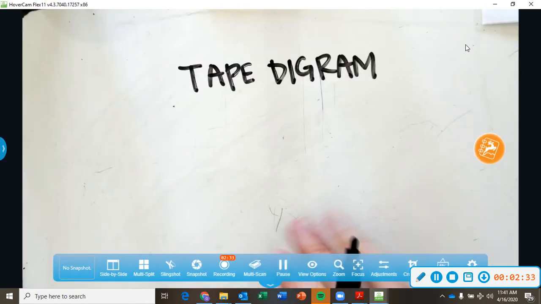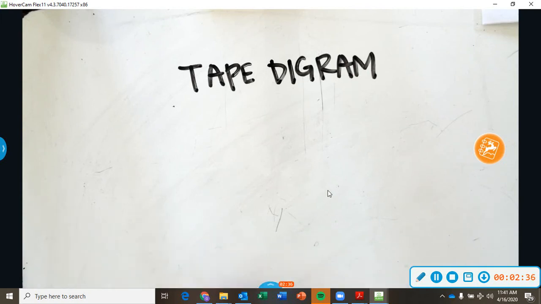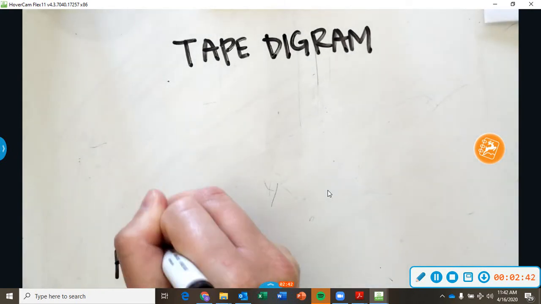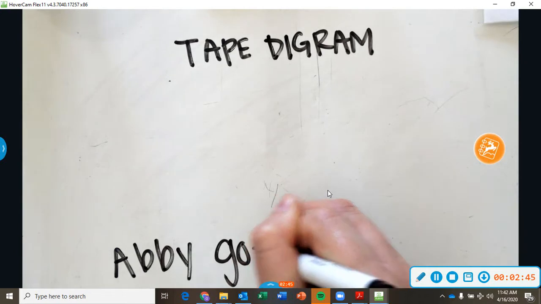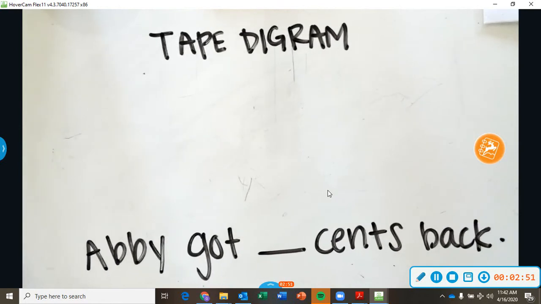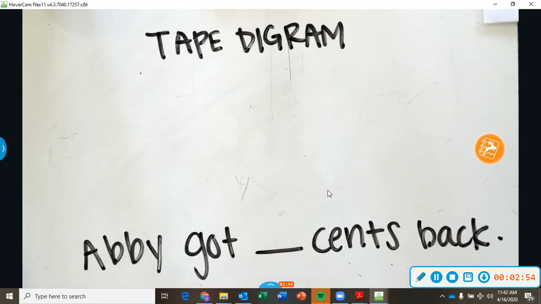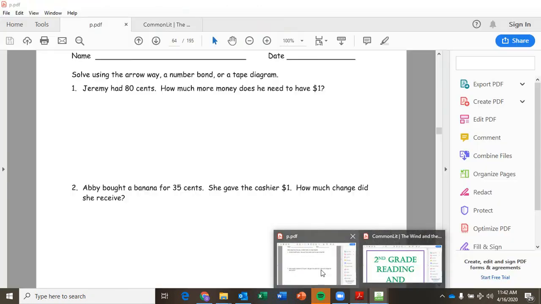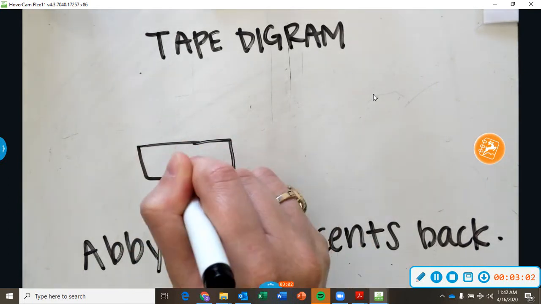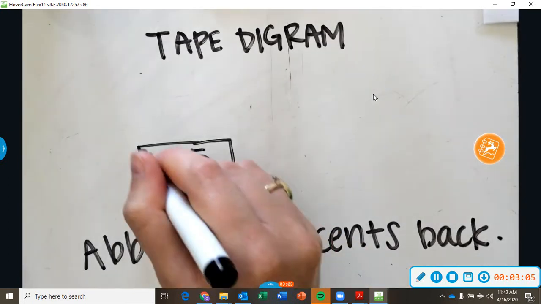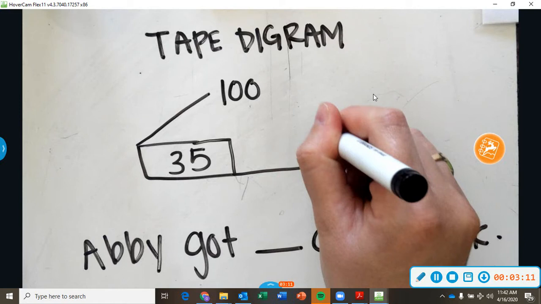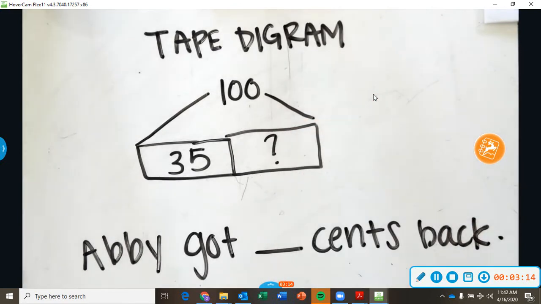Okay, so I always tell our students to write a statement sentence, which my apologies I didn't do on the last one. It helps them know what they're looking for. So I'm going to say Abby got blank cents back because we're trying to figure out how much change she got back from the cashier. So that helps us know what we're looking for. We do know that she spent 35 cents on a banana. And she gave the cashier $1, which is the same as 100 cents. So now we're trying to figure out how much more she has left.